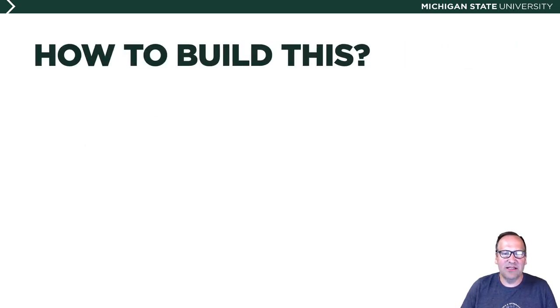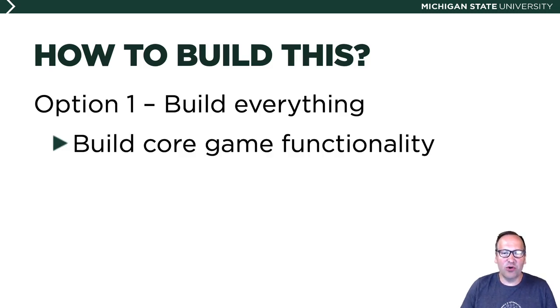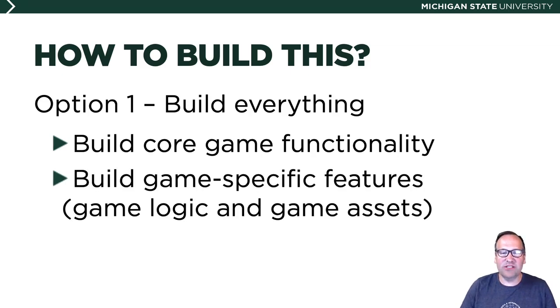So how do we build this? One technique is to build everything from scratch. That starts with building all the core game functionality, all those core software systems. So for example, we have a JPEG image that we want to display. We would have to write code to load that image into memory, decompress it, and then render it to the screen. We would have to do the same thing for audio, player input, and all those things we just talked about. Once we get all that done, then we could actually focus on the game that we want to build. Those game-specific features, the game logic, the game assets that make our game unique.